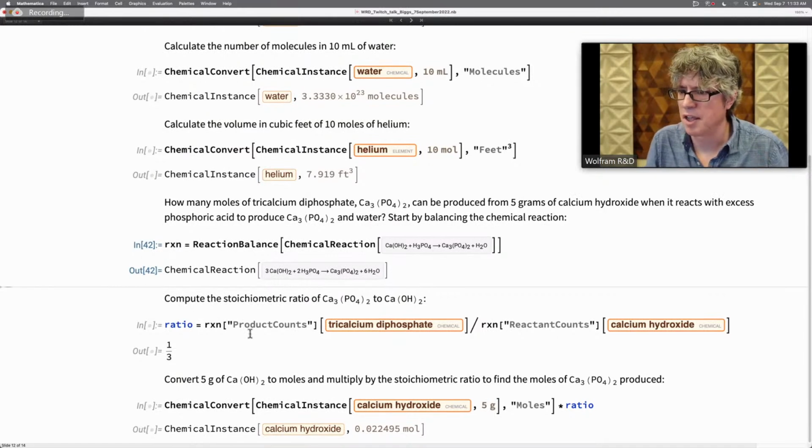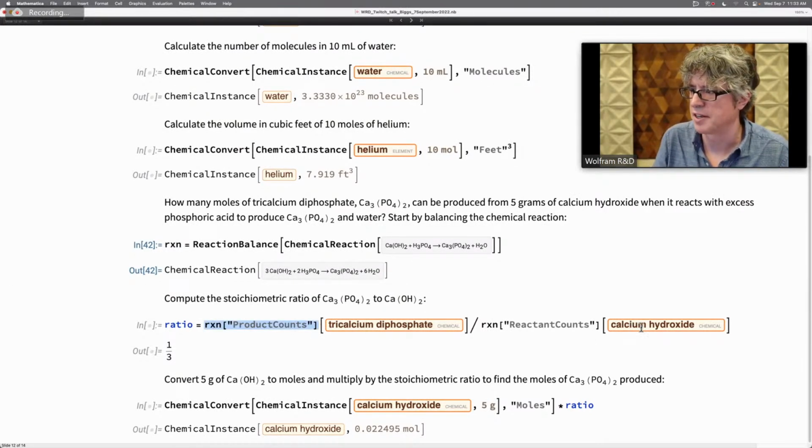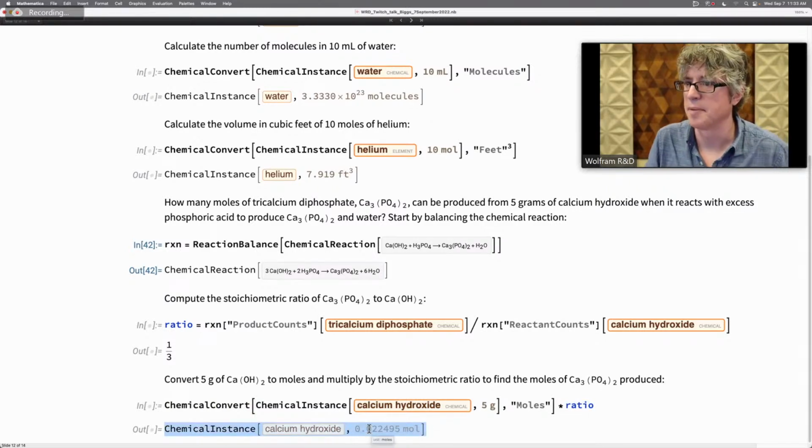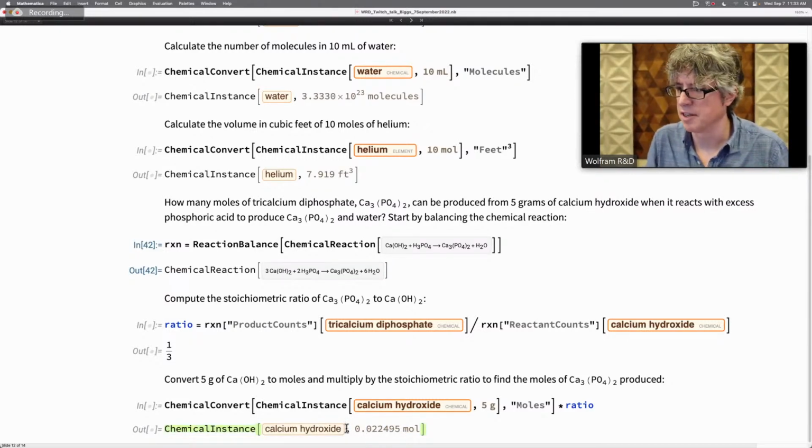And so then we can take the ratio of the tricalcium diphosphate and calcium hydroxide, and we find that there's a 1:3 ratio. And then we convert 5 grams of calcium hydroxide to moles, and then divide that by 3. And so we find out our answer for the number of moles needed.